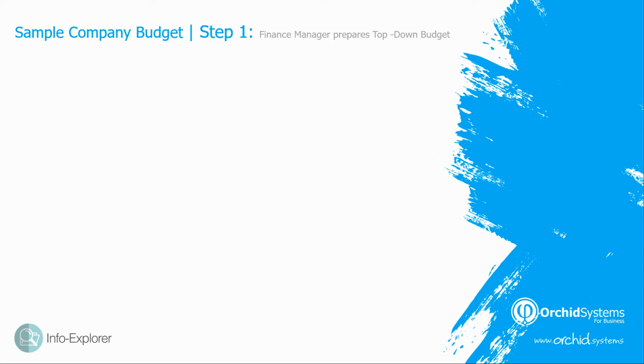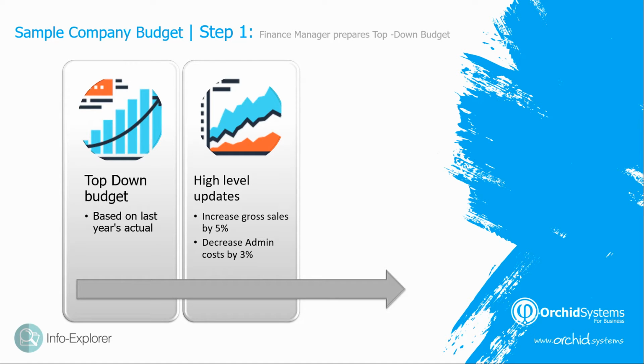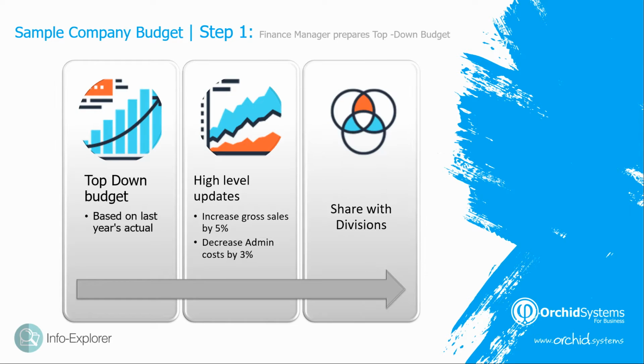Step number 1 is where the finance manager prepares a top-down budget. We will prepare the 2021 budget, assuming that 2020 is completed. So our 2021 budget will be based on last year's actual. We will do some high-level updates where we want to increase our gross sales by 5% and decrease our admin costs. And then we're going to share this high-level budget with the divisions.